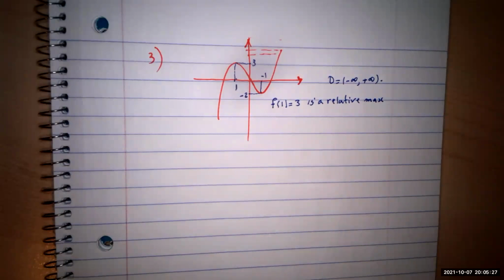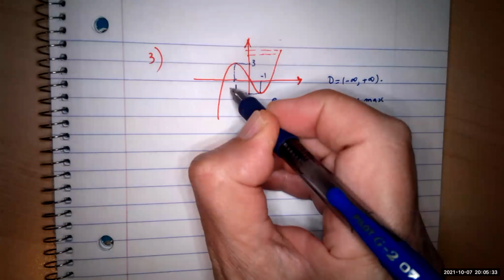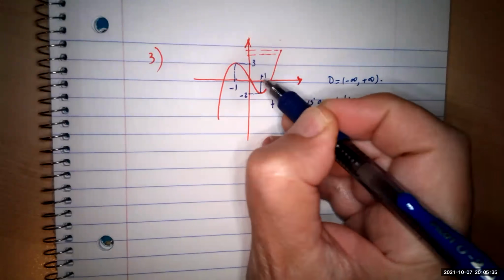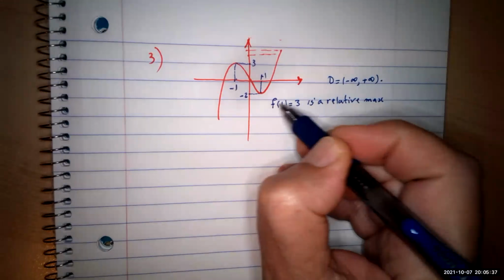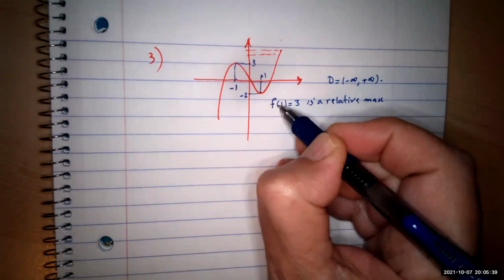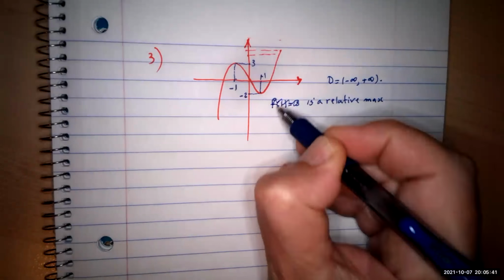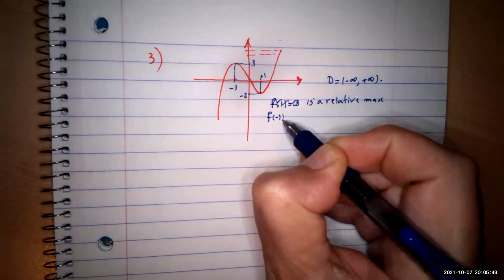Professor, is the one supposed to be on the right side of the graph? Oh, yeah, thank you. Yeah, I missed that. You are right. Yeah, f of -1, sorry, you are right. This is f of -1 equal to 3.